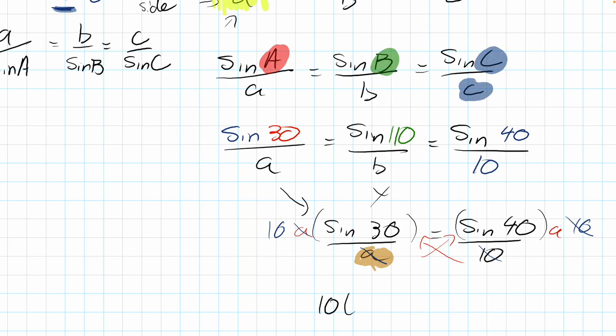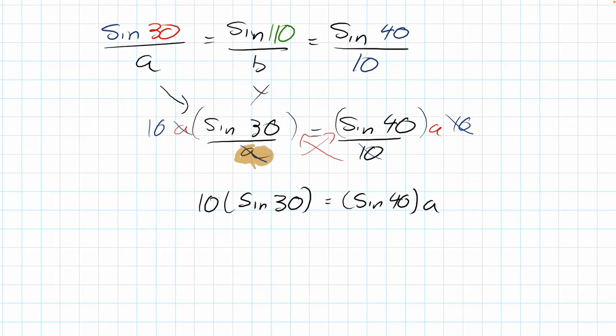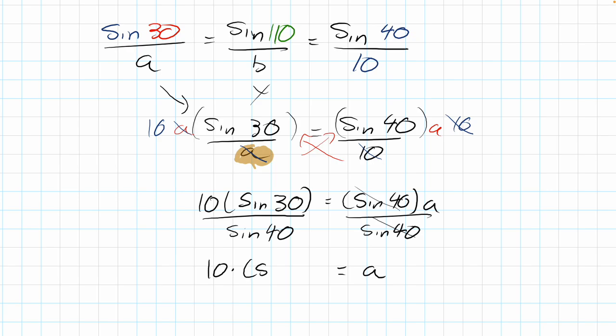So we have 10 times sine 30. I'm still going to write it like that so I don't have to write this long decimal. And I have sine 40 times A. I'll write it at the back here. Again, the goal is to get A by itself. So to get A by itself, I need to divide both sides by sine 40. When I do that, these ones create a 1, commonly called canceling out. And whatever I do to one side, I have to do to the other. So I've done it over here too. So now I'm left with A is equal to 10 multiplied by whatever sine 30 is divided by whatever sine 40 is.